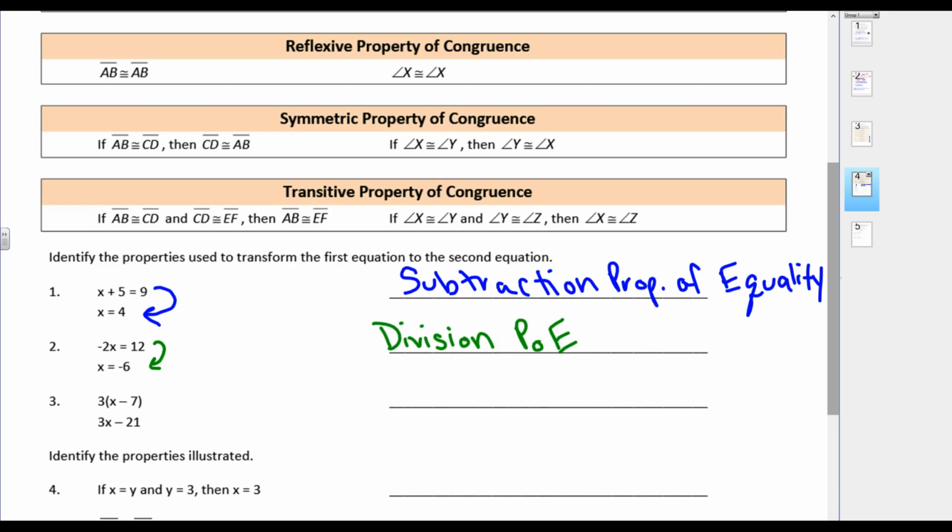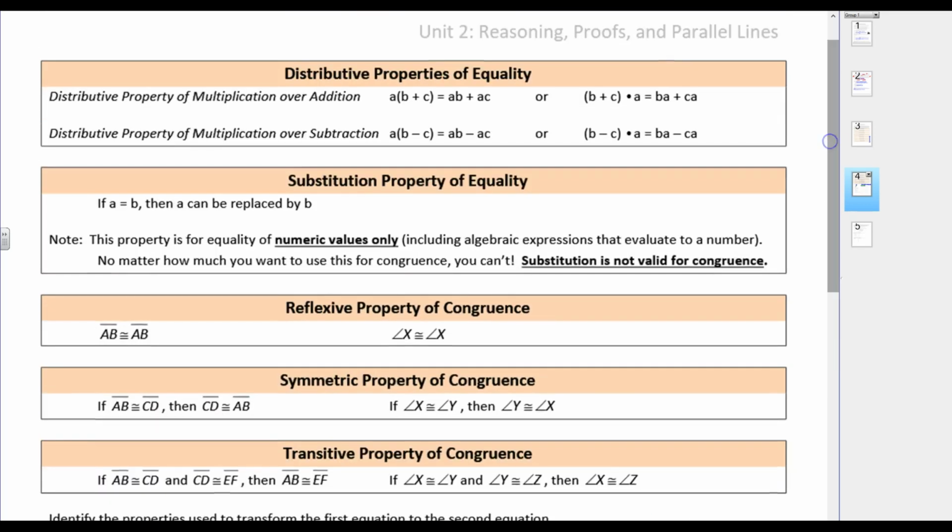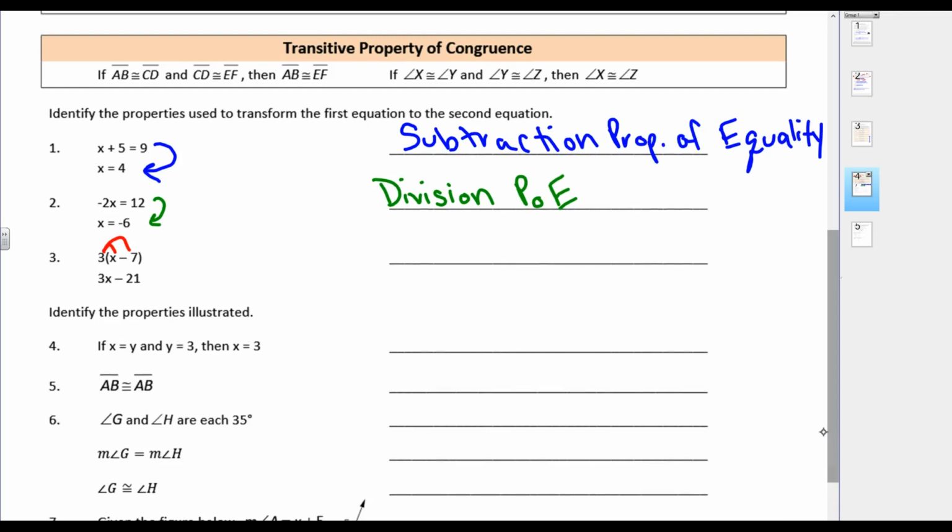And now this next example, what did I do if I have 3 times x minus 7? Then my next line is 3x minus 21. What I did was I distributed. And I distributed over subtraction. So I'm looking up here at these names. This is the distributive property of multiplication over subtraction. Now, I am not going to make you always write out over subtraction. So if you want to just call this the distribution property of equality, I am just fine with that.